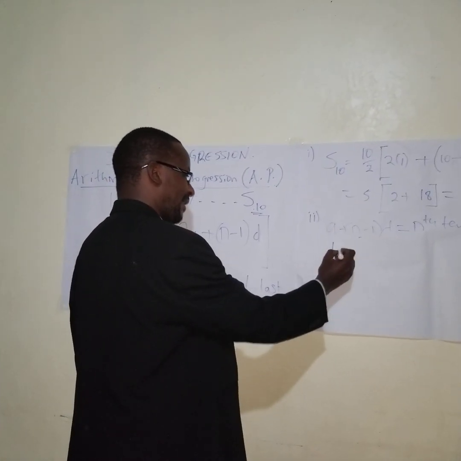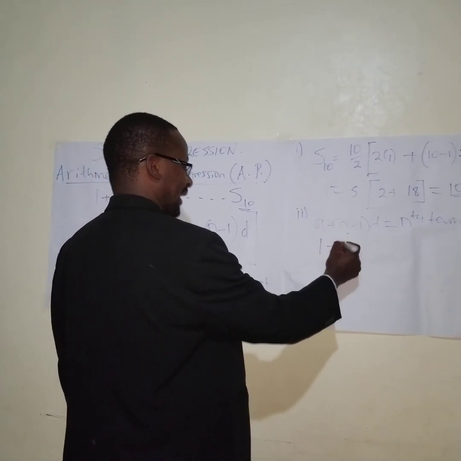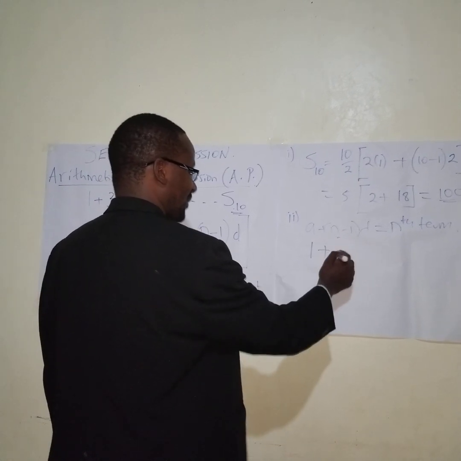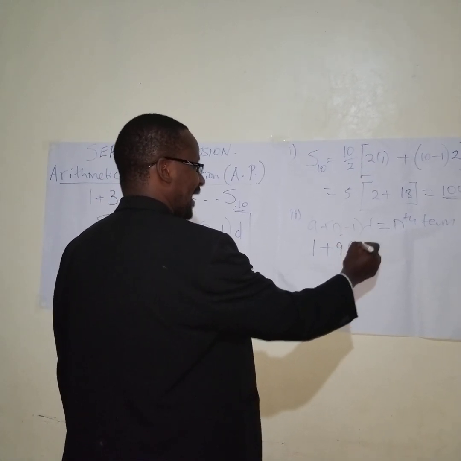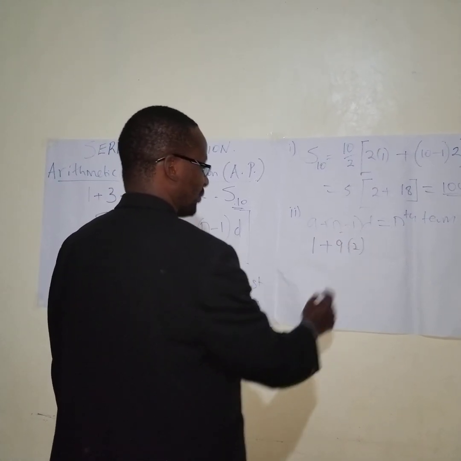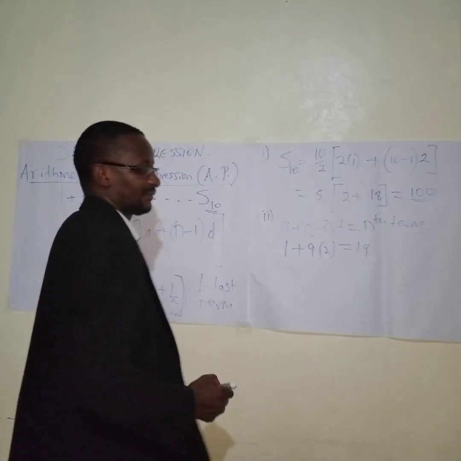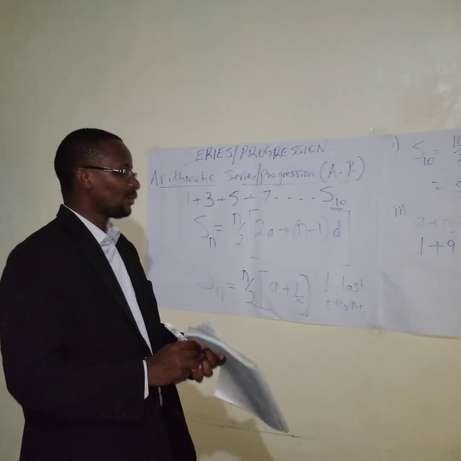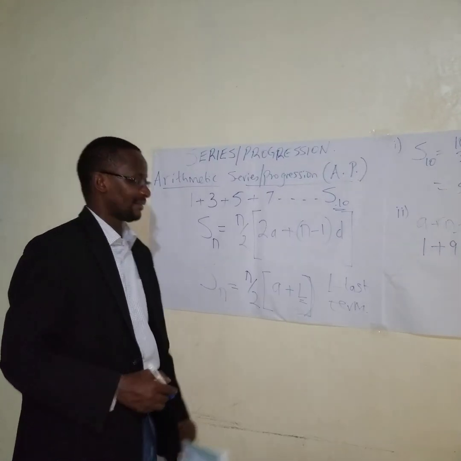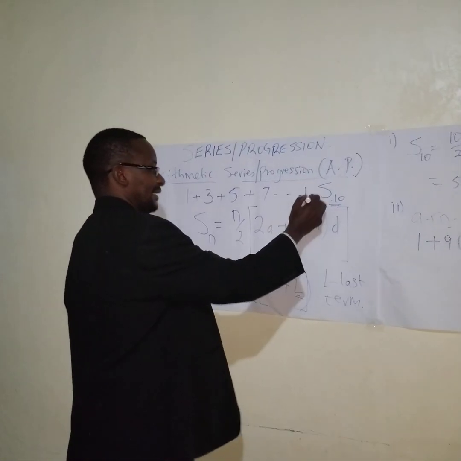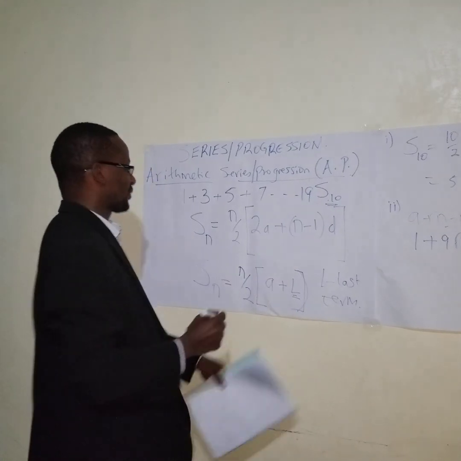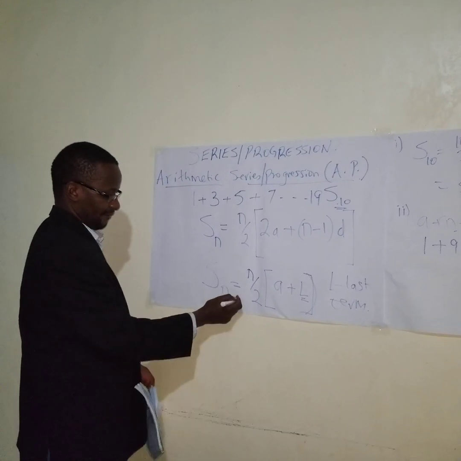So it will be 1 plus 10 minus 1, which is 9, multiplied by d, which is 2. So this is 18 plus 1, which is 19. So your last term, which is the 10th term, is 19. You can even write it here, 19. So you're going to use now this other formula here.